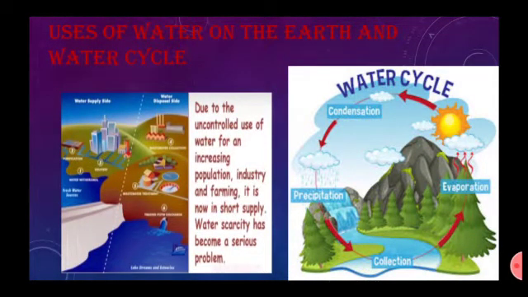Uses of water on the earth and water cycle. Due to uncontrolled use of water for an increasing population, industries and farming, it is now in short supply. Water scarcity has become a serious problem. We use water in large quantities. We have learned that water on the earth is regulated through the water cycle. Water vapor formed from the ocean is the main source of water in the water cycle. It gets converted into rain, creating fresh water sources on the earth.